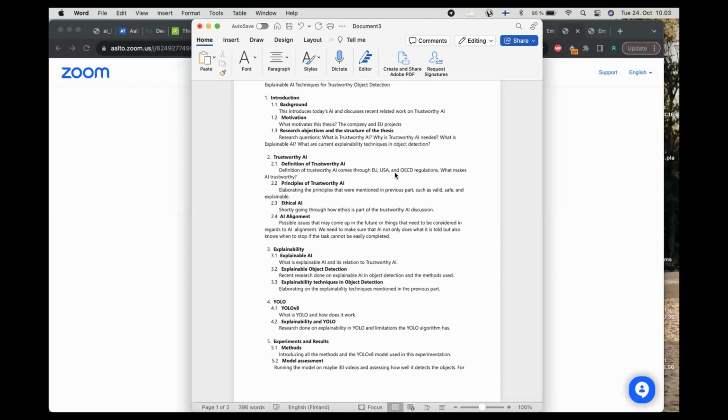And a small chapter on ethical AI, how ethics are considered in this discussion on trustworthy AI. And also a part on AI alignment, the issues that may come up later when AIs develop even further, so that we need to make sure that they do what they need to do, but also have this human way of thinking, that they know when to stop when something is not easily achievable, like a very simple task. Let's say getting a coffee. If the coffee machine is broken, then the AI knows that it's fine, okay, whatever. It doesn't go further.